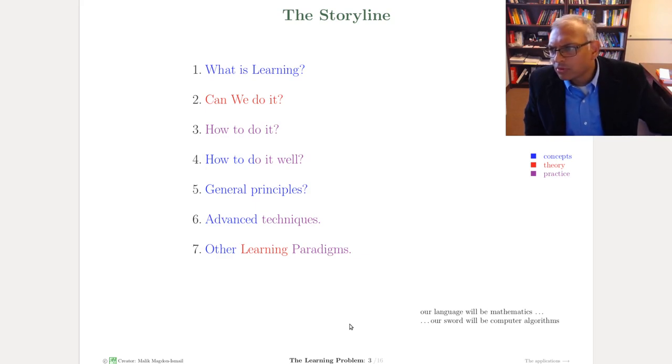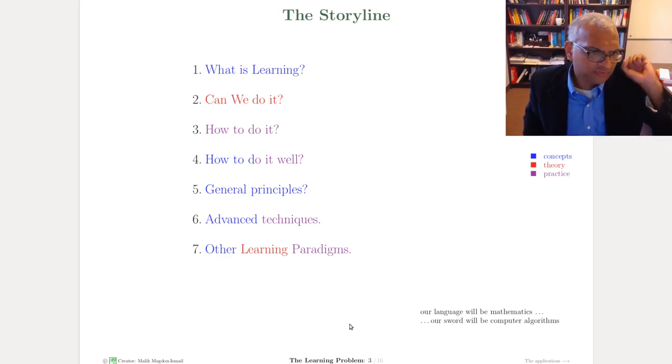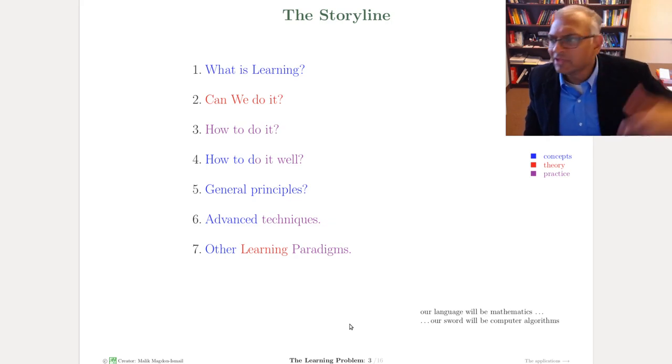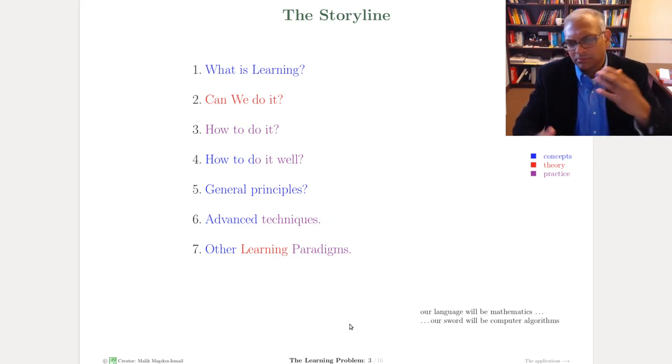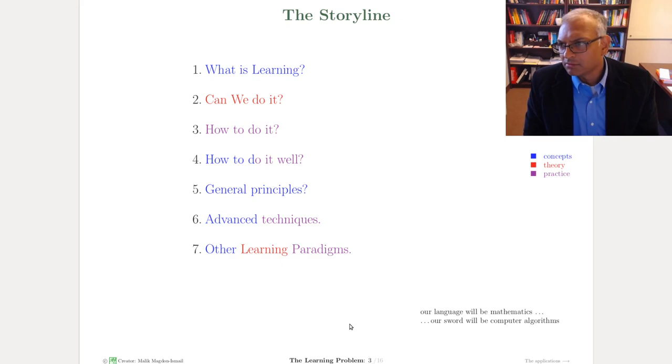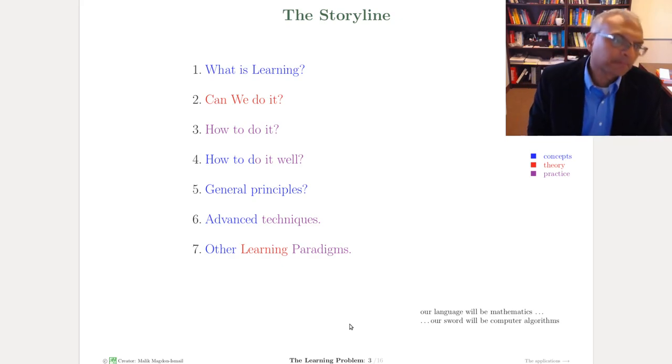Sections 1 through 4 largely comprise the theoretical component, the hardcore theoretical component of this course. Okay, and even though it's a theoretical component, while revealing it to you, we will talk about a very concrete model, which is the linear model. That allows you to place all this theory within the context of a concrete model and actually run experiments and run basic machine learning algorithms relating to can we do it, how do we do it, and how do we do it well.